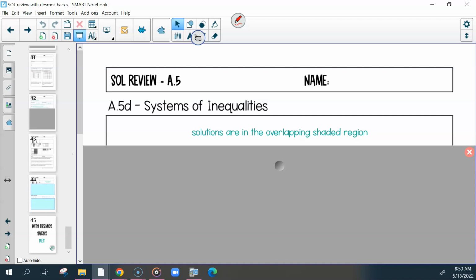So for systems of inequalities, the solutions are in the overlapping shaded region.